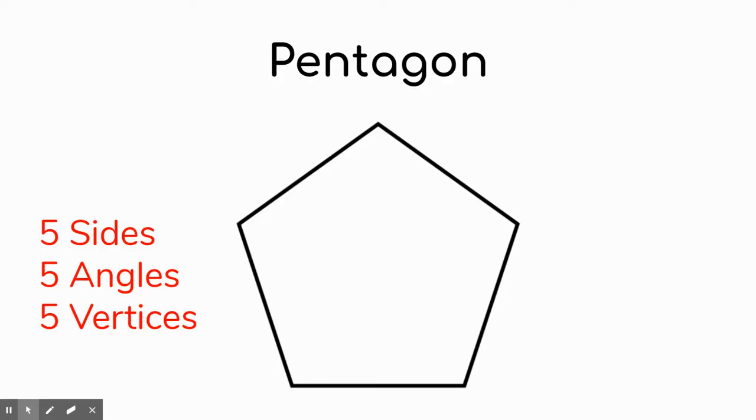After quadrilateral, we have pentagon. And a pentagon has five sides, five angles, five vertices. And that prefix, penta, stands for five. Here are the vertices.